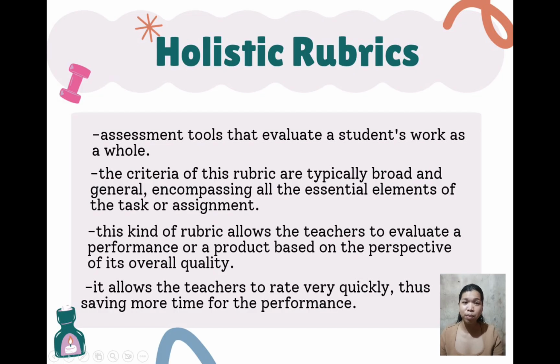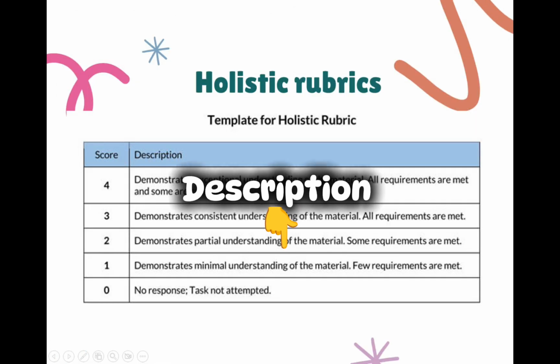The second type of rubric is holistic rubric, an assessment tool that evaluates a student's work as a whole. The criteria of this rubric are typically broad and general, encompassing all the essential elements of the task or assignment. This kind of rubric allows the teacher to evaluate the performance or a product based on the perspective of its overall quality. It allows the teacher to rate very quickly, thus saving more time. Description.